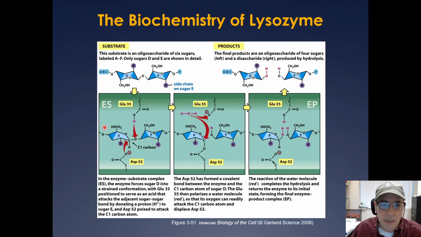All right, and so here's the chemistry behind it. Here's your oligosaccharide. It's just a chain of sugars, and then when it's bound in the lysozyme enzyme, you have two amino acids that form the catalytic site, glutamic acid number 35 and aspartic acid 52, and you get a nucleophilic attack on the C1 carbon of one of the sugars, and then that actually causes the proton to be removed from the glutamic acid.